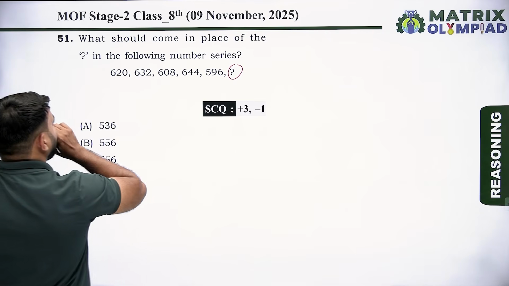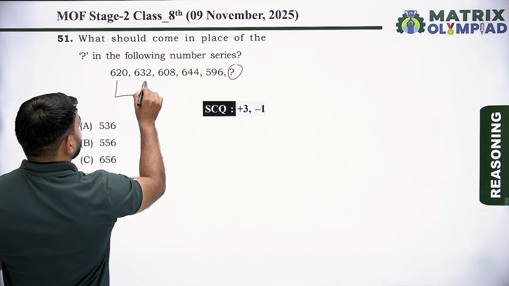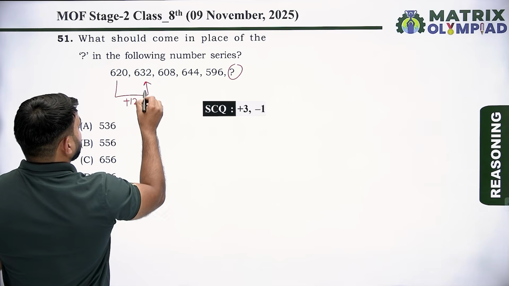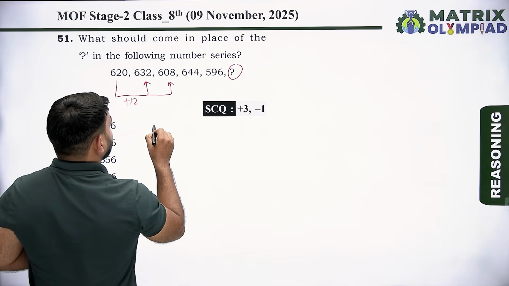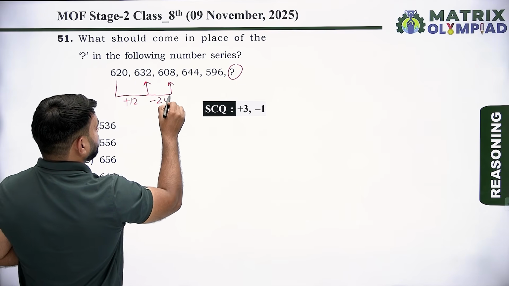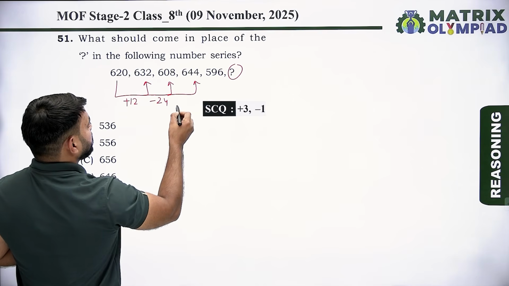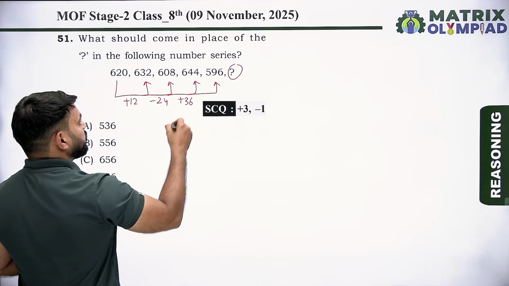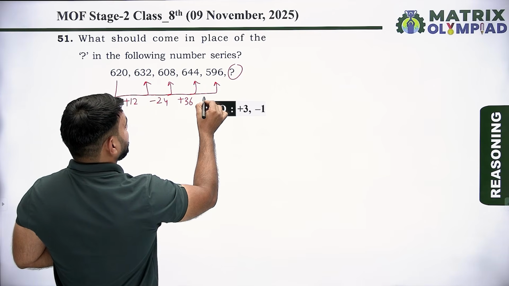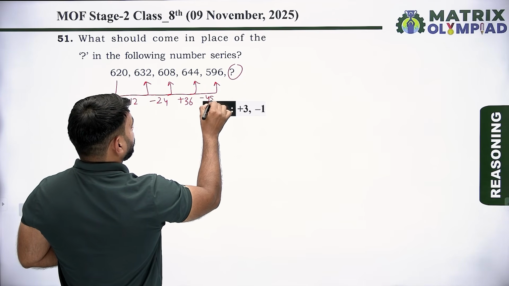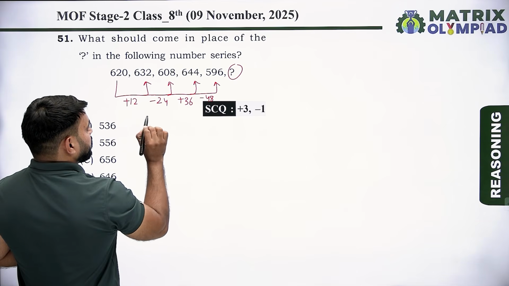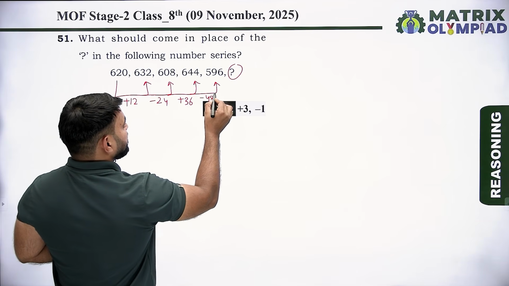The pattern of the series is: 622 to 632, it means adding 12. 632 to 608, it means minus 24. 608 to 644, it means plus 36. Now 644 to 596, it means minus 48. So the pattern is plus 12, minus 24, plus 36, minus 48.